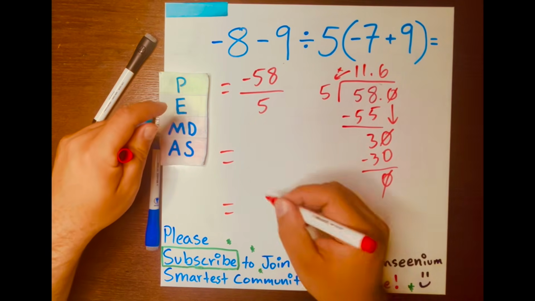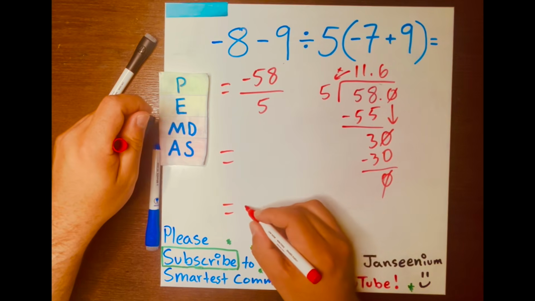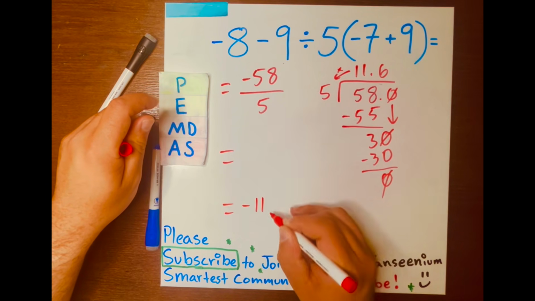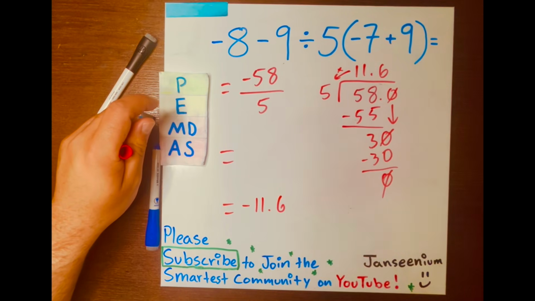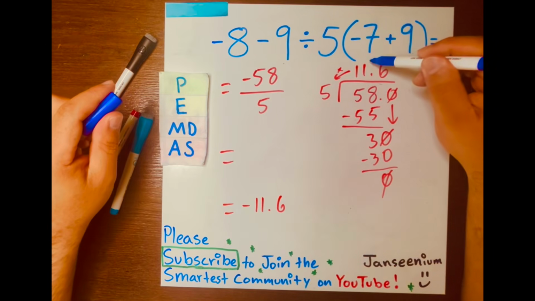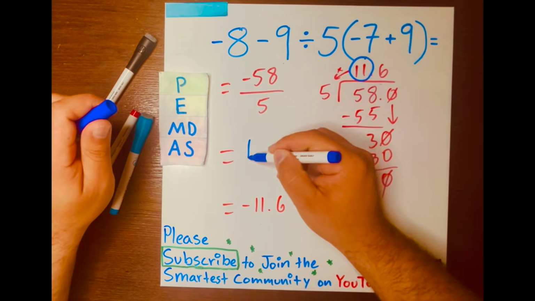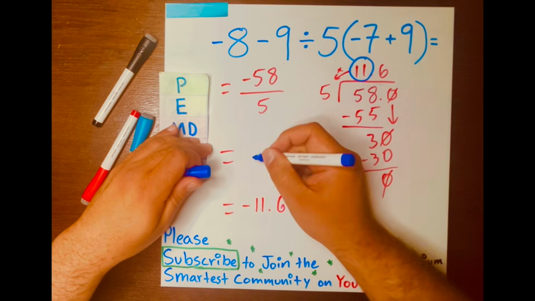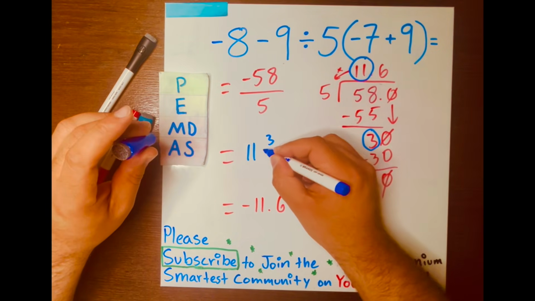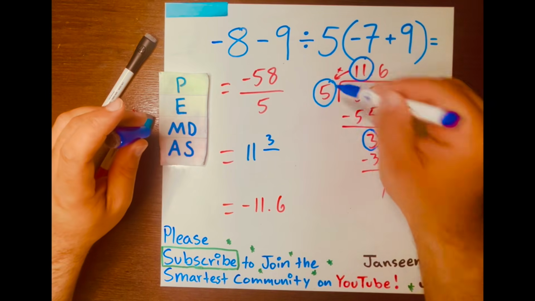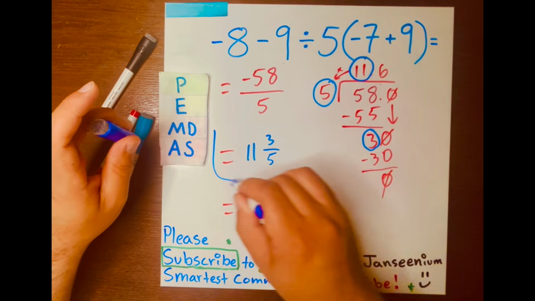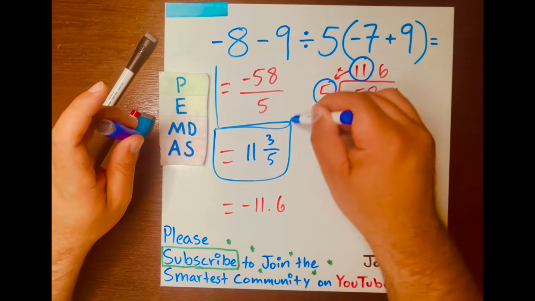So your decimal answer is negative, don't forget that, negative 11.6. And your mixed number answer, and I'll use a different color, the whole number is 11. So I'll write 11. The remainder, 3, that goes above the fraction bar, and then the 5 goes below the fraction bar, 3 over 5. And there you go, 3 different answers.